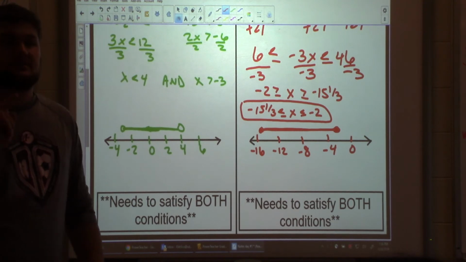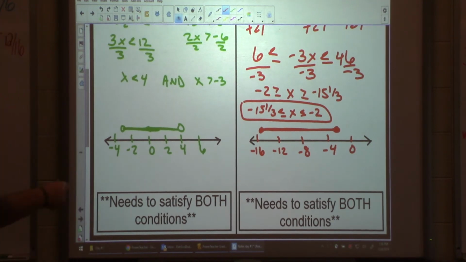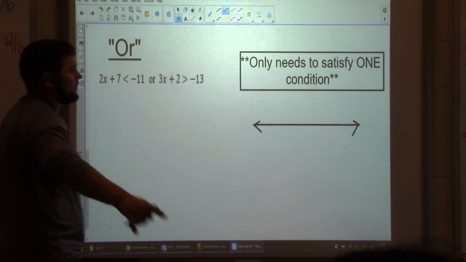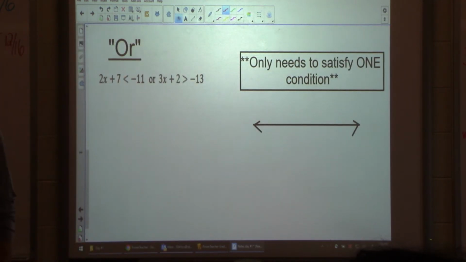Any questions on and problems? There's 2 types. Alright, then the or problem. Or, only to satisfy one of the conditions. You'll see it, it'll be broken up: 2 inequalities with the word or in between them. Just like you did in the first and problem, solve each separately.